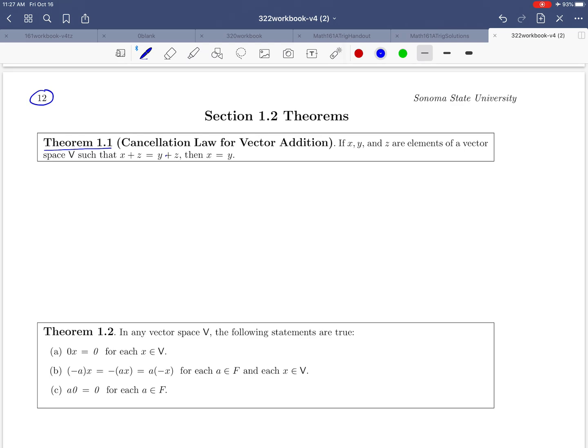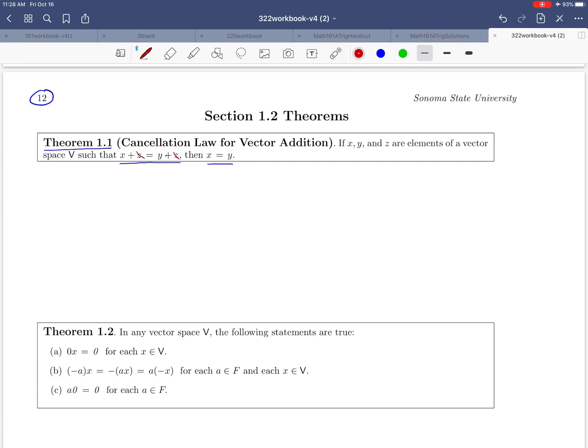Let's read this together. This is called the cancellation law for vector addition, and it tells us that if x, y, and z are elements of a vector space V, and we know that x plus z is equal to y plus z, then it has to be true that x equals y. Okay, so it's basically saying that you can cancel the z's on both sides of the equation.